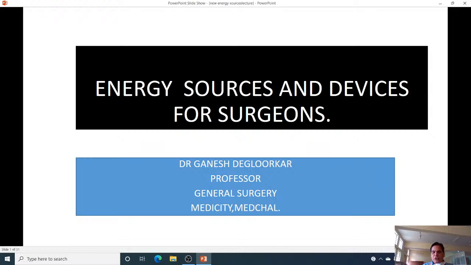Long back, energy sources were highly limited. Now they are finding new and newer energy sources and devices. These devices have totally changed the face of surgery, right from laparoscopy up to robotic surgery. All these things are possible only because of advancement in energy sources. So we have to consider this in detail.